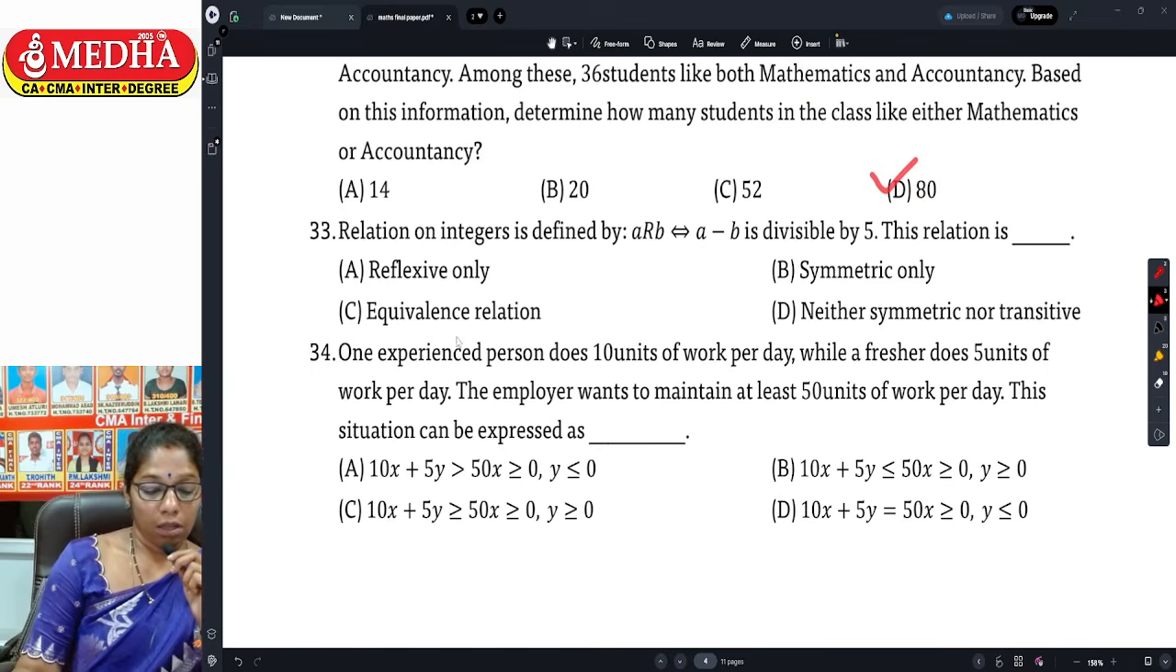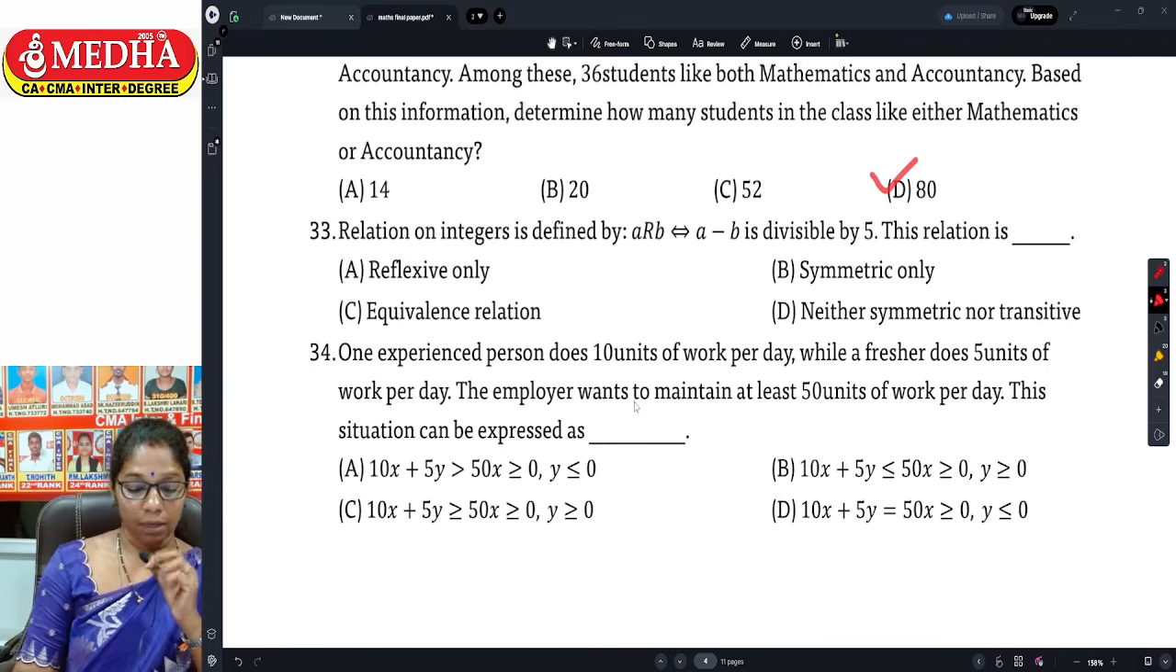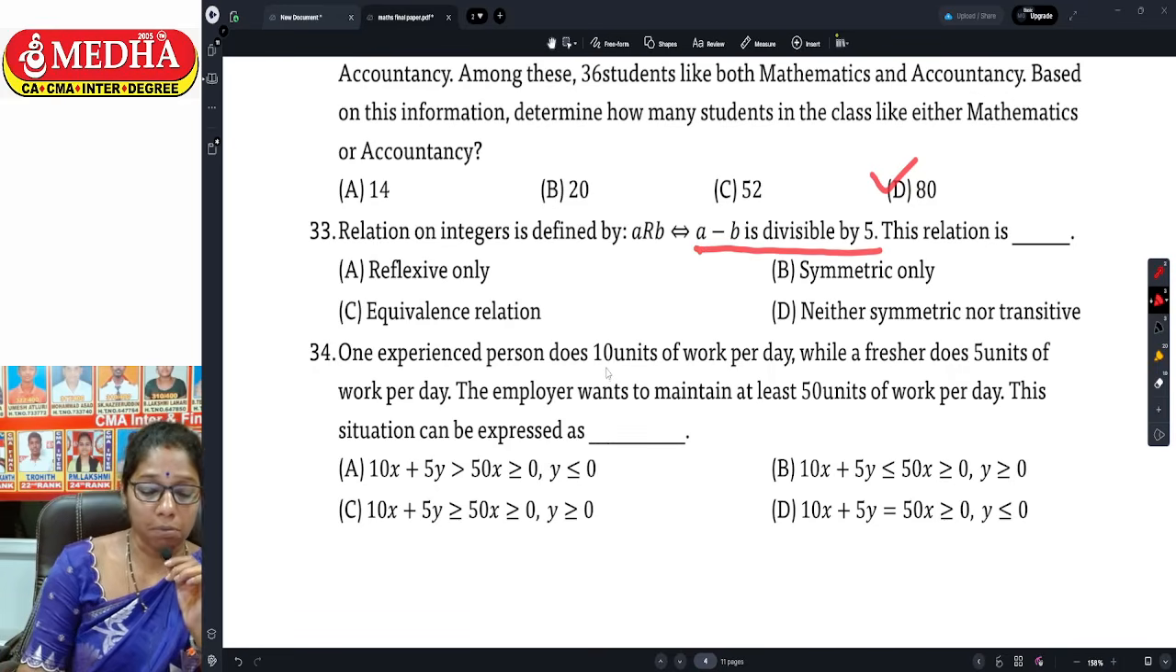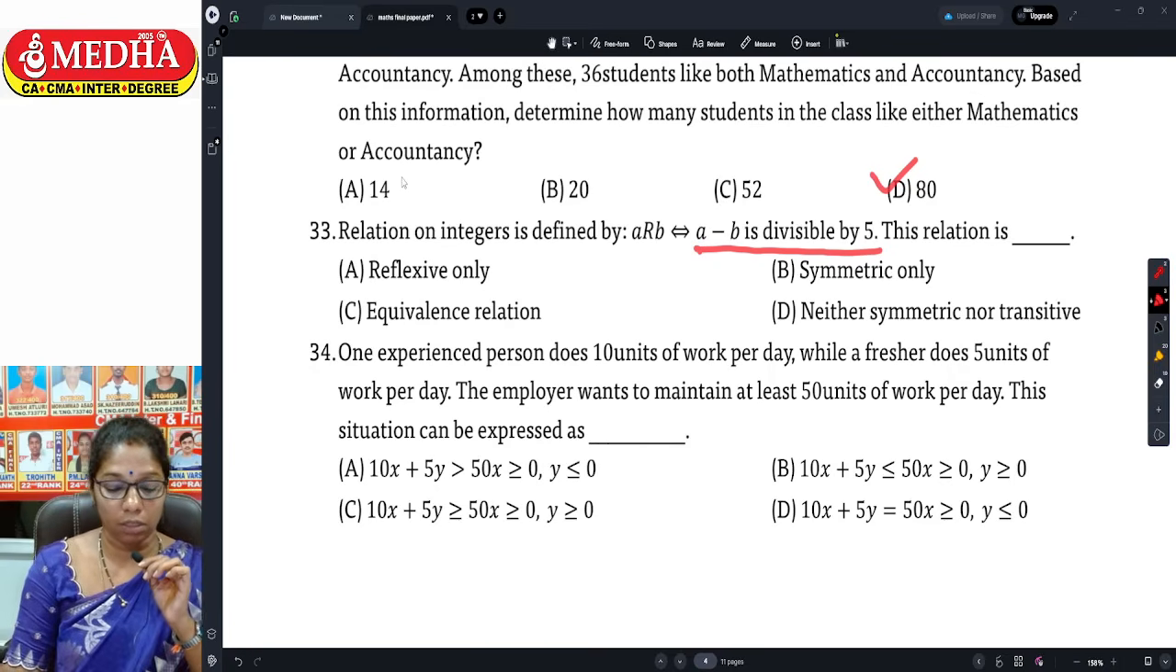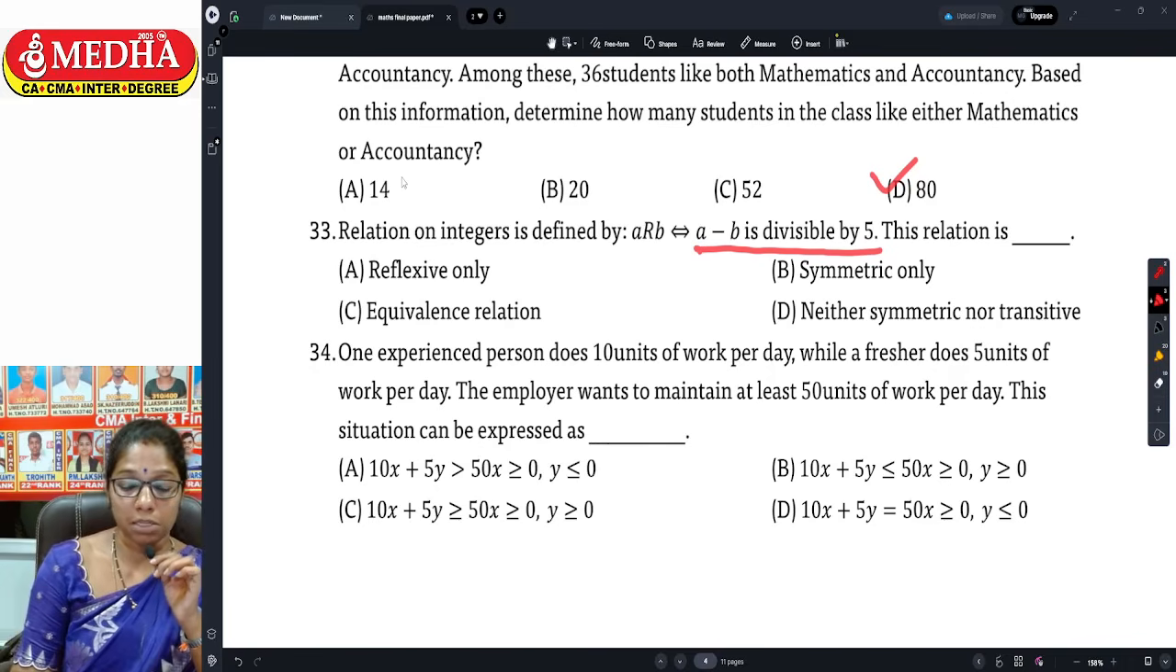Next one, relation on integers is defined by a is related to b, that is a minus b is divisible by 5. Relation is defined on integer set. So this relation satisfies reflexive, or symmetric, equivalence, or neither symmetric nor transitive. ఇది ఇచ్చిన conditions. a minus b is divisible by 5 అన్నారు.